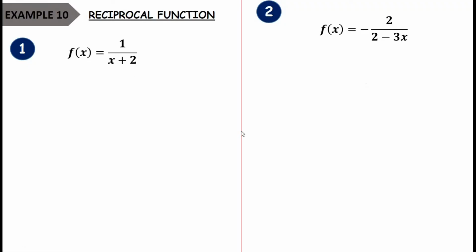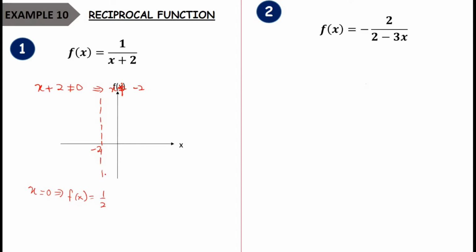Let's continue with reciprocal function. So we have 1 over x plus 2. There is a condition for a reciprocal function where x plus 2 cannot be 0. So if x plus 2 cannot equal 0, we can say that x cannot be equal to negative 2. This x equal to negative 2 is actually the vertical asymptote of this function. So we can sketch a dotted line on the graph, which means there is no graph at this line.